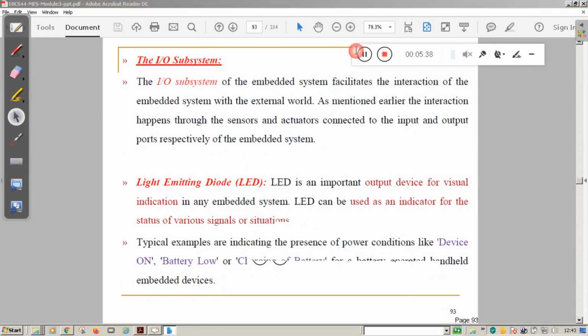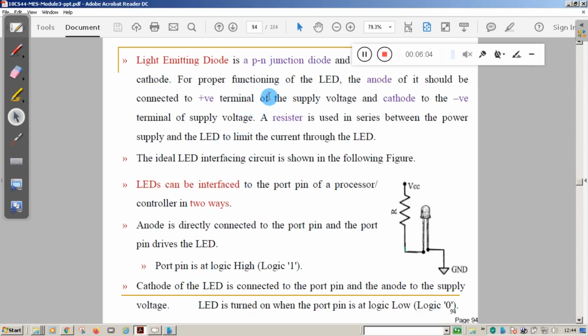So we know the light emitting diode is an important output device or actuator. This light emitting diode is used in many applications, like to indicate the presence of a power condition, like device on, battery on, or charging of the battery. All these will be indicated by the light emitting diode.